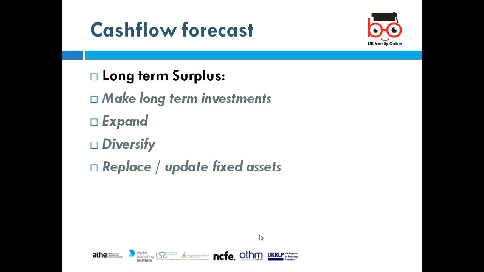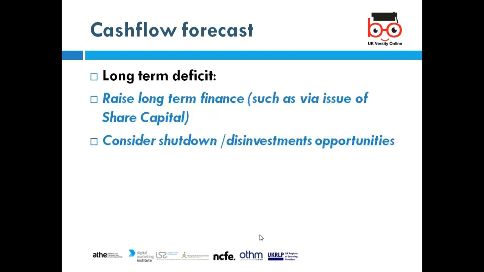So for the cash flow forecast with a long-term surplus, make long-term investments: expand, diversify, replace, and update the fixed assets. Okay, any questions, guys? Please ask me, just drop me an email, as those of you listening to this are watching recorded lessons. Okay, for a long-term deficit, raise long-term finance, such as by issuing share capital, or consider shutdown or disinvestment.